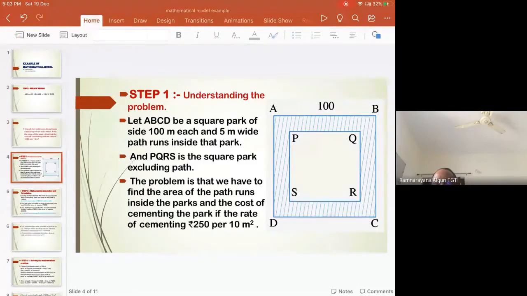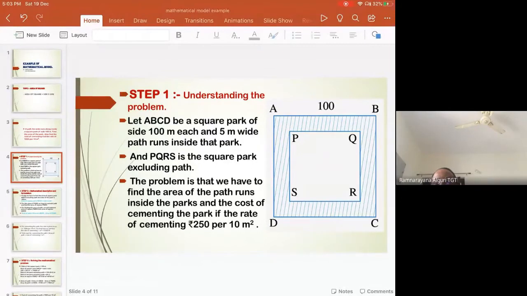PQRS is the square part excluding the path. First of all, we have to find the area of PQRS, which excludes the path of 5 meter wide. The problem is that first we have to find the area of the path which is shaded in the figure, and after that we have to find the total cost of cementing this path, and the rate given is rupees 250 per 10 meters square.